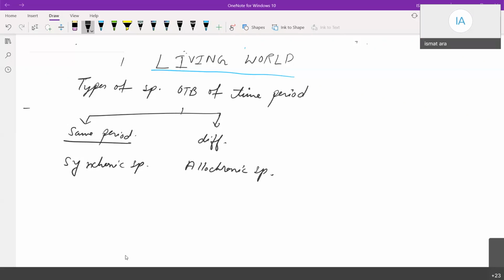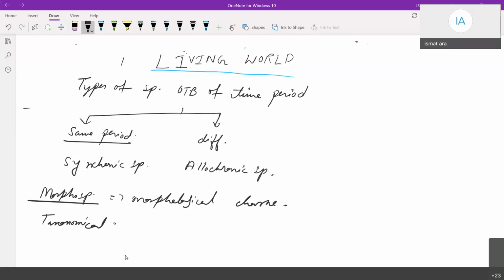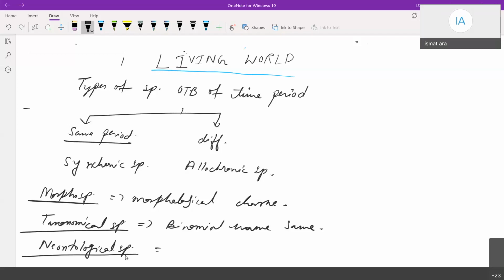Okay. Some more categories of species. Morphospecies. Morphospecies means their morphological characters are the same. Taxonomical species. Their binomial name is the same. And neontological species. All living species are called neontological species. So students, we have discussed all types of species, including binomial nomenclature.